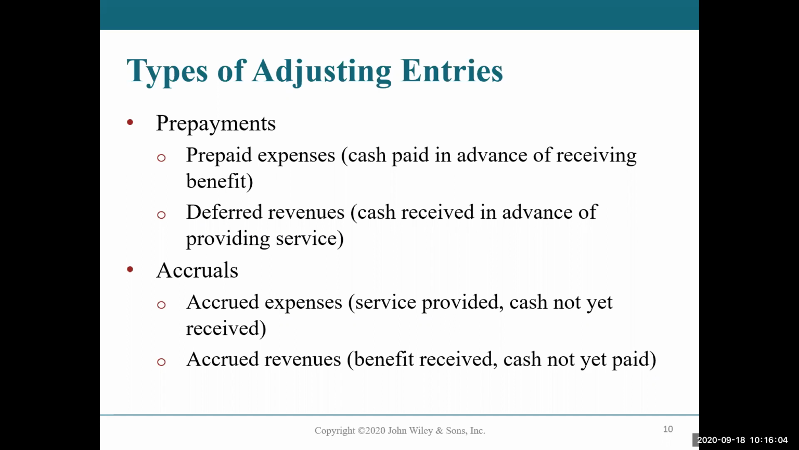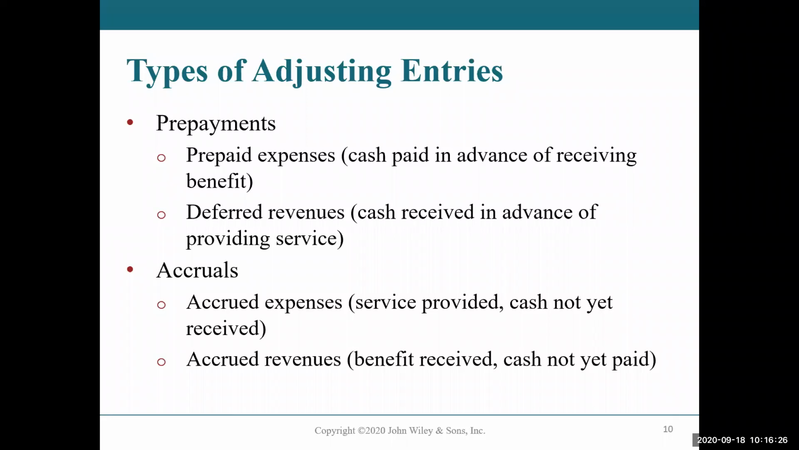On the other side, we have deferred revenue. Deferred revenue is when the company has received the cash, but they haven't provided the service or sold a product. This is like unearned revenue. The same idea, it's called deferred revenue here. So cash is received in advance, but we haven't earned it yet.